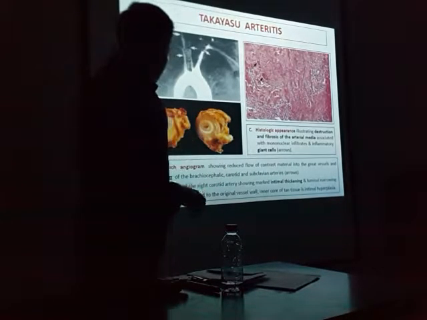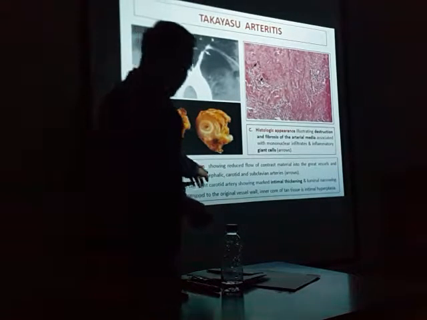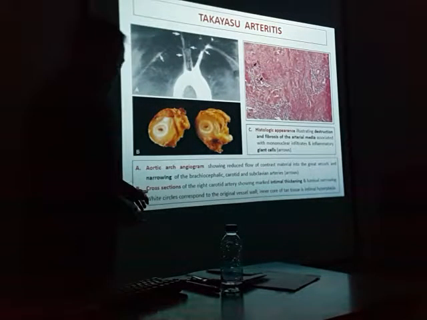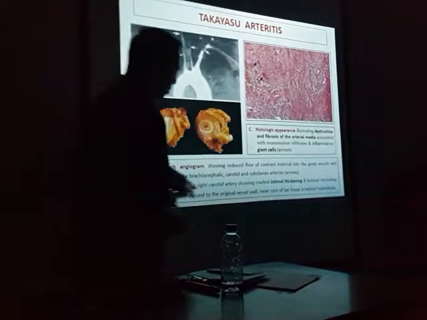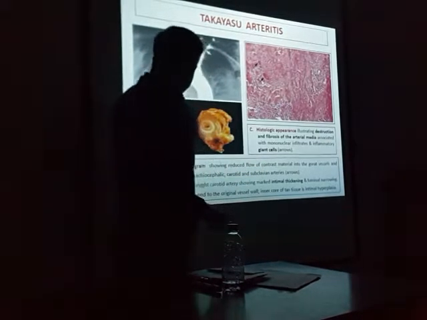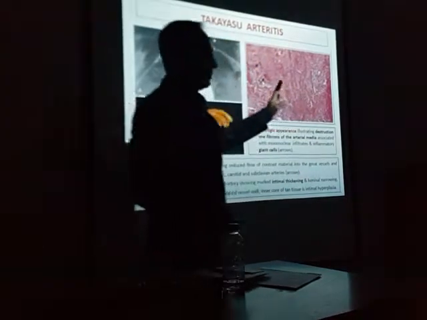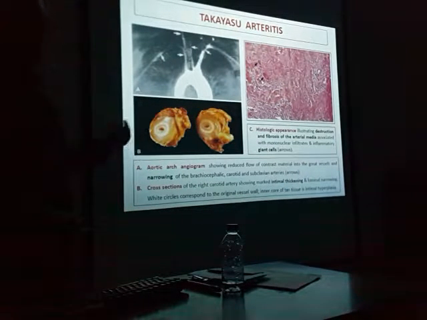So this is the cross section of the right carotid artery, showing the marked intimal thickening and luminal narrowing. The white circles here correspond to the original vessel wall, and the inner core corresponds to the intimal hyperplasia which has occurred. So this is how it happens.